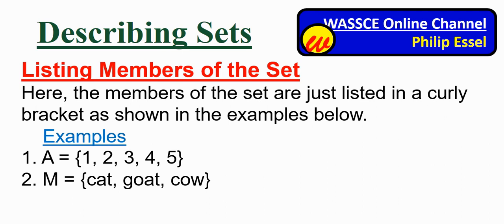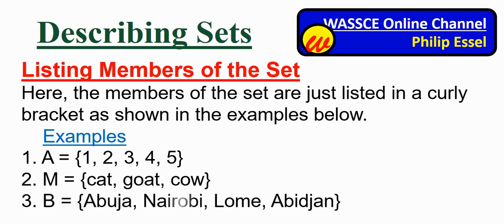Example 2 shows the set M. And here again, the members of the set M have been listed. They are cat, goat, and cow. Example 3 shows the set B. Its listed members are Abuja, Nairobi, Lome, and Abidjan. And all of these are in curly brackets.